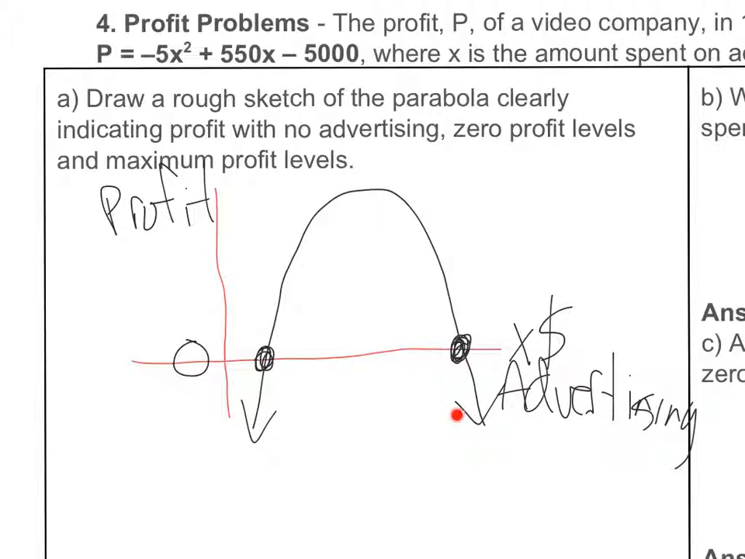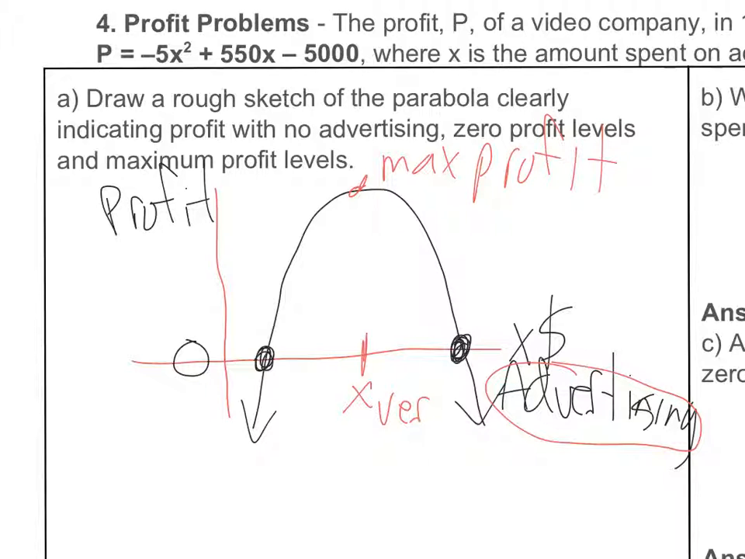I'm losing money, and that's not good either, because I'm spending so much on advertising that it's actually more than the amount of money I'm making. So this represents the maximum profit, and the x value down here, the x vertex, represents the advertising that results in the maximum profit. These locations here and here, the x-intercepts, x1 and x2, represent what are called break-even or zero profit levels. I'm not making any profit at all.